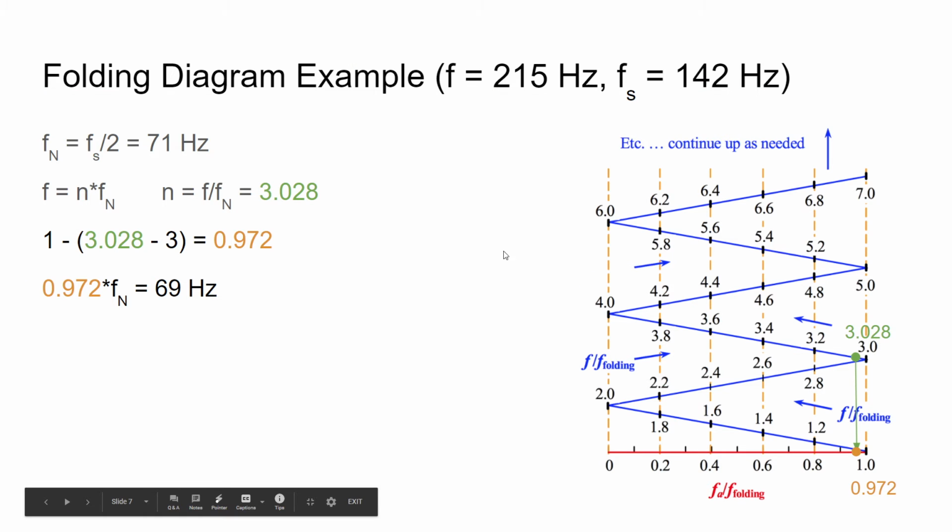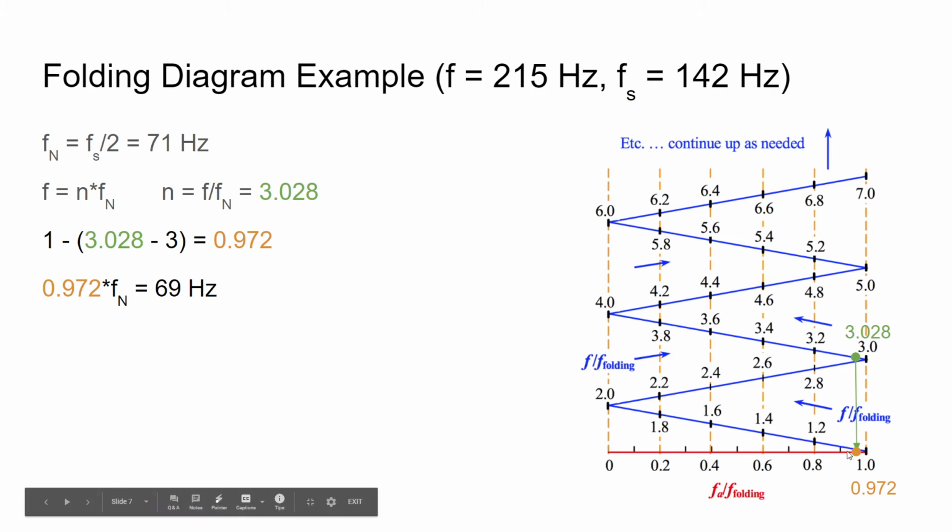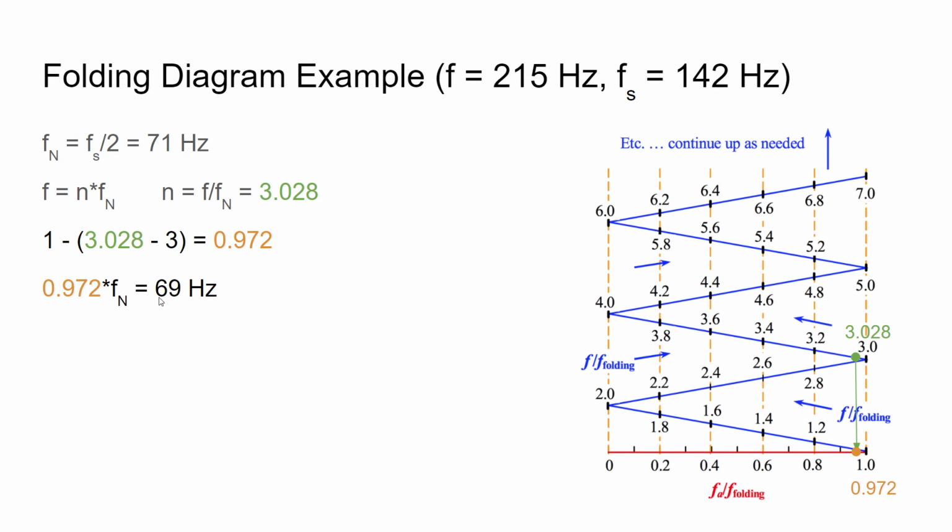Now for the folding diagram example, we're going to look at an input frequency of 215 and a sample rate of 142 hertz. To find the Nyquist frequency, we divide our sample rate by 2, and that's 71. To find the n value, we divide the input frequency by the Nyquist, which gives us 3.028. Then we follow our folding diagram up to 3.028 and fall all the way back down, which is at 0.972, and 0.972 times the Nyquist frequency is 69 hertz.